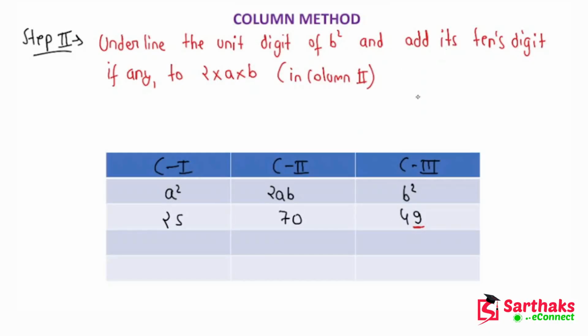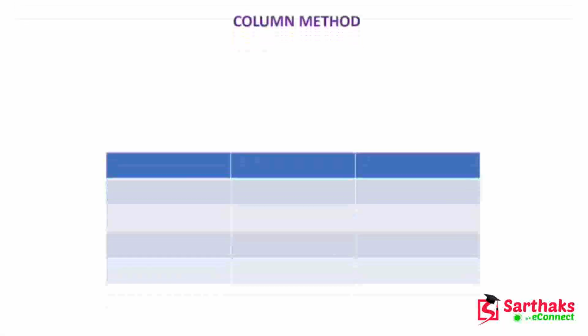Now add its tens digit. Yes, there is a tens digit 4, because it says if any. So yes, there is a tens digit present. Add it to column 2. So we have to add this tens digit to column 2, and when we calculate, we will get 74. Okay, so that is what this method actually says. So that is step number 2, right? Okay, let us talk about step number 3.